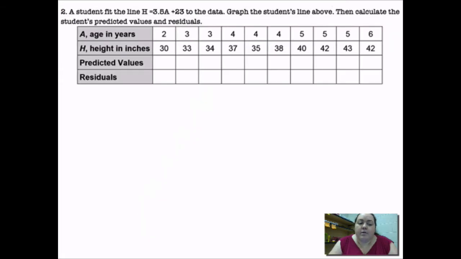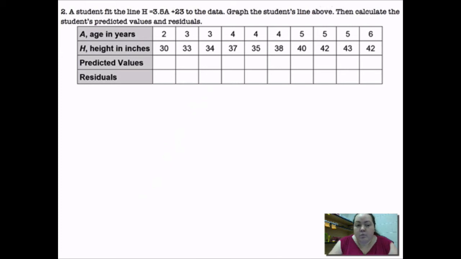Alright, so question 2, a student's fit the line H equals 3.5a plus 23 to the data set. Graph the student's line above, then calculate the student's predicted value and residual. So I want to calculate their predicted values using that equation, 3.5a plus 23. I'm going to plug in the different ages, 2, then 3, to get the predicted values using that equation.